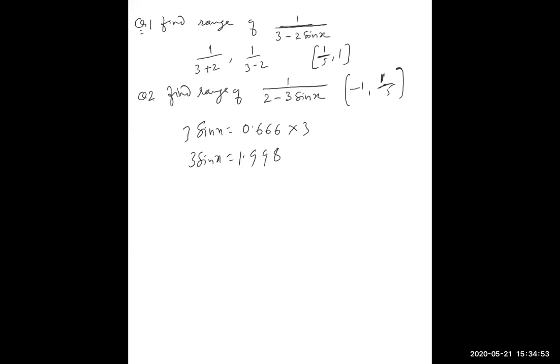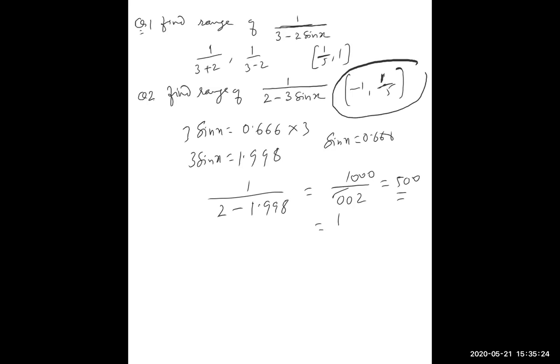Now subtract this. At this point, when sin x is equal to 0.666, how much will you get? 1 upon 2 minus 1.998. How much is left? 1 upon 0.002. Am I right? Yes, sir. So this is 500. But as per your answer it must not be more than 1 upon 5. But I have given one example where I am getting 500.